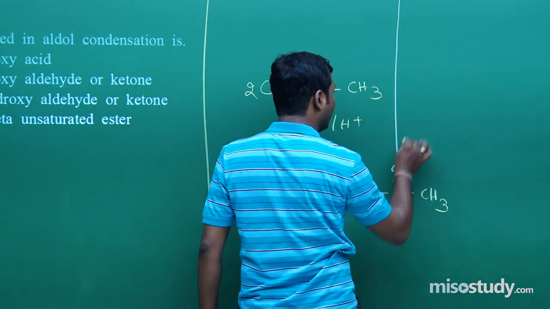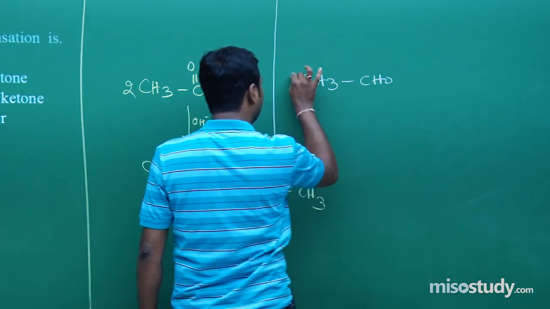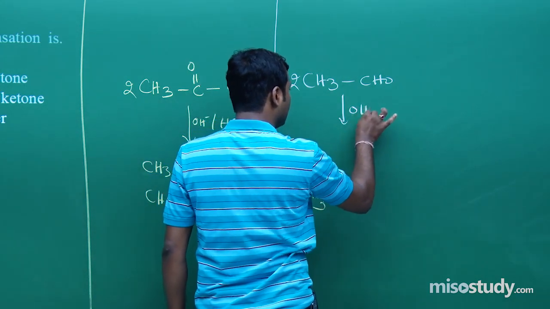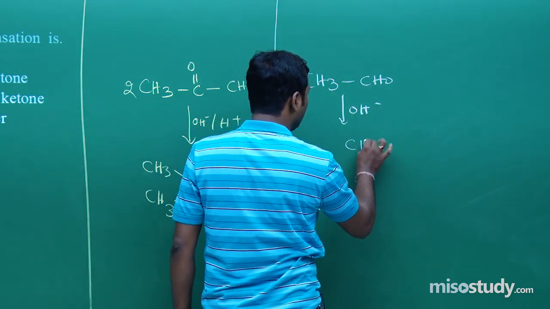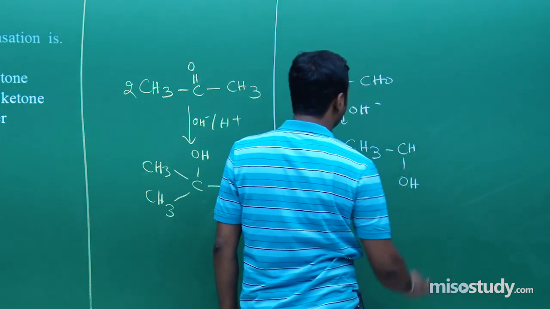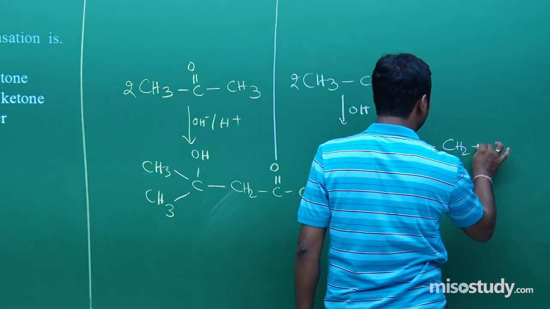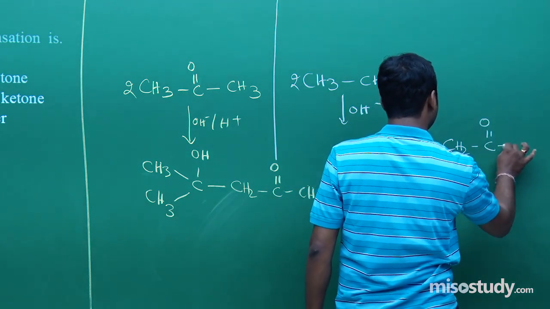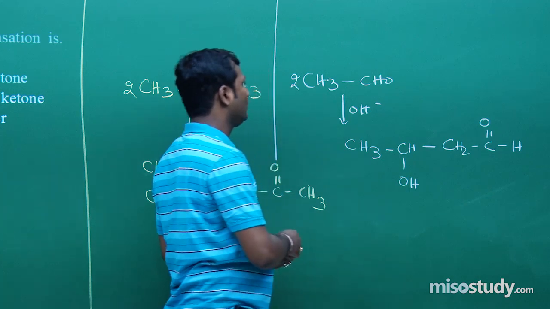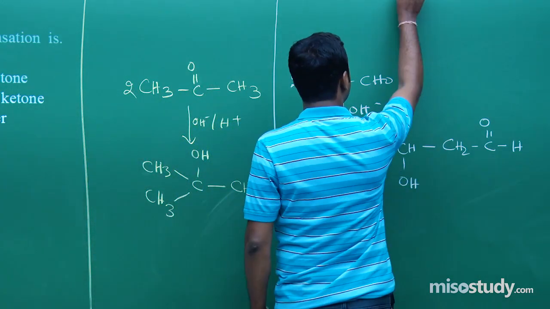If I talk about aldehyde, CH3 CHO, then what will happen in presence of a base? It gives you CH3, CHOH, okay, then CH2, then COH. Clear to you? Wait for a moment. Yes, this is the perfect reaction. Again I am going to explain.